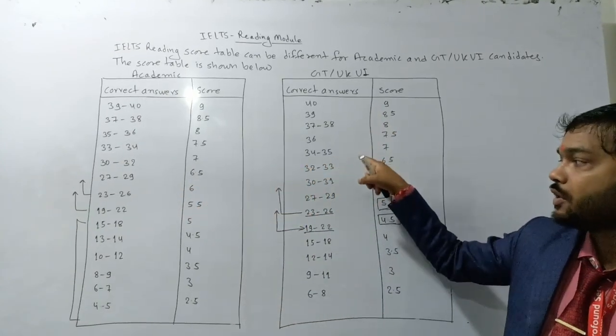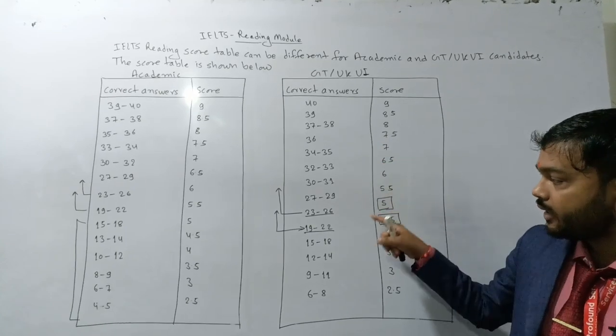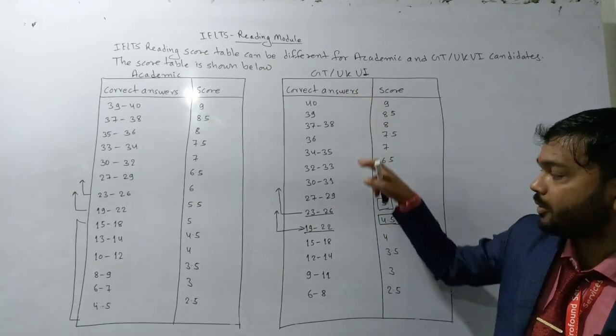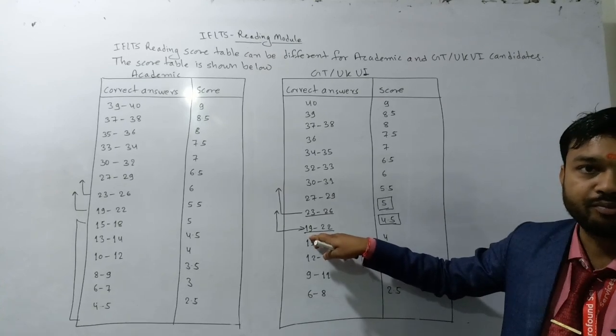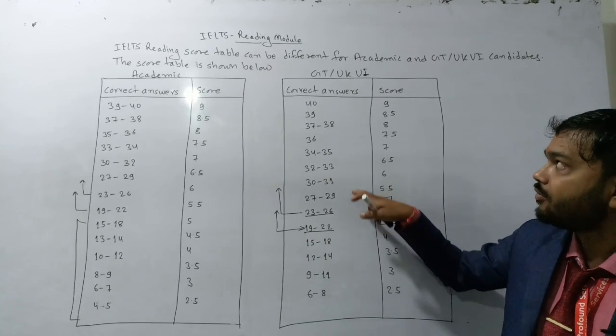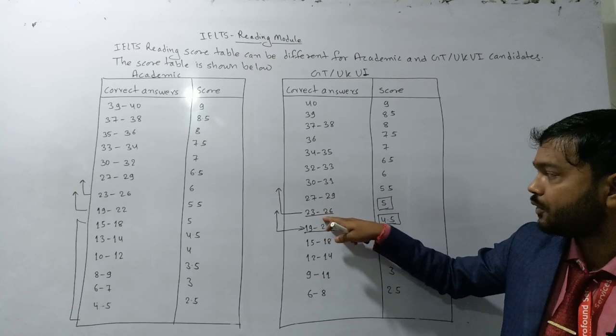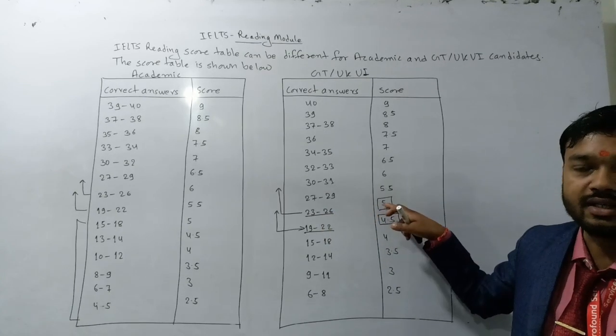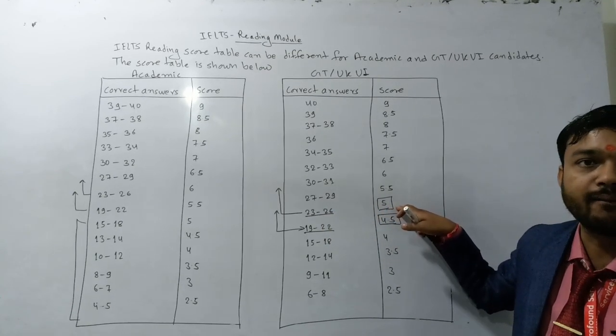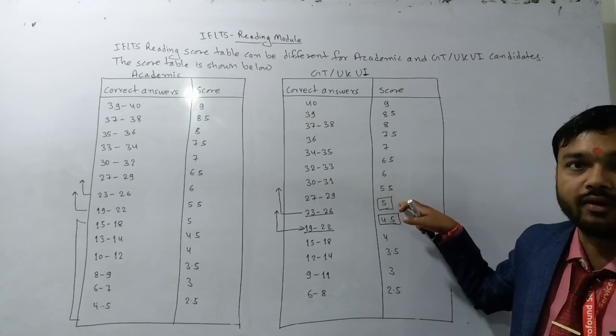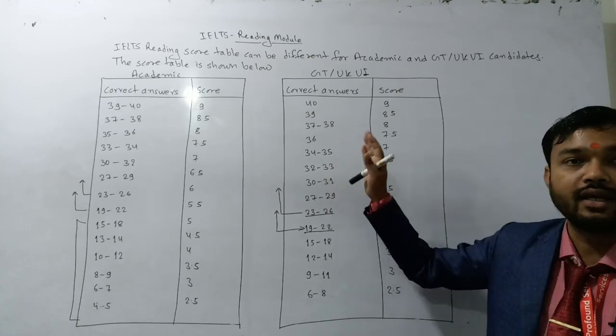And for UKVI or general training, they have to focus. First UKVI, they have to take 19 above, that means 4.5. And for general training, they have to secure 23 above, that means 5. That is very compulsory, very important for those aspirants who are studying for IELTS.